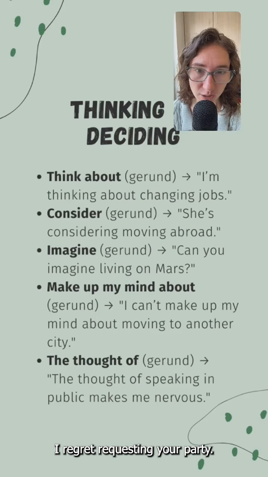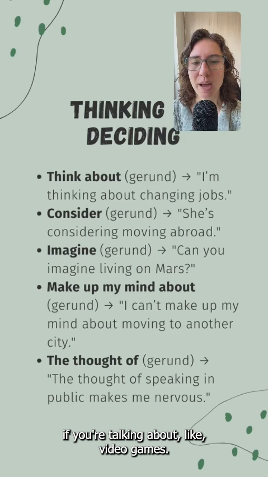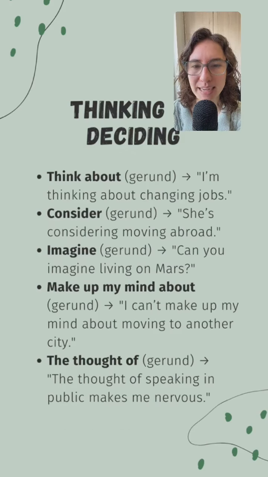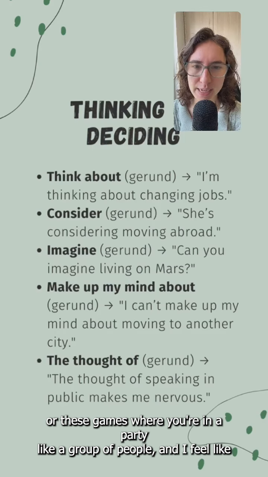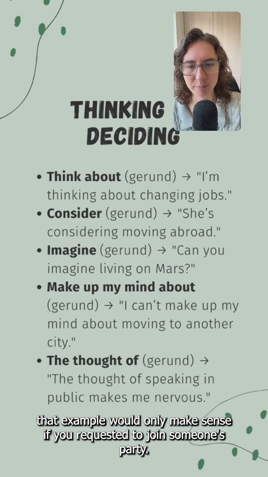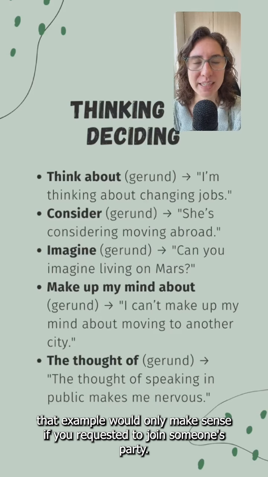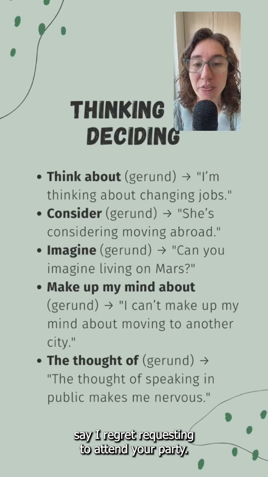This is a chunk here, right? So to make up my mind about. So I can't make up my mind about moving to another country or moving to another city. This one here, to make up my mind about, is like to say to decide. It's another way to say you can't decide something. To make up. You might hear people say, make up your mind, man. Make up your mind.